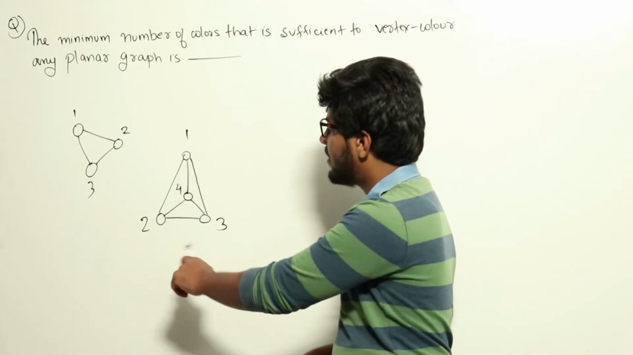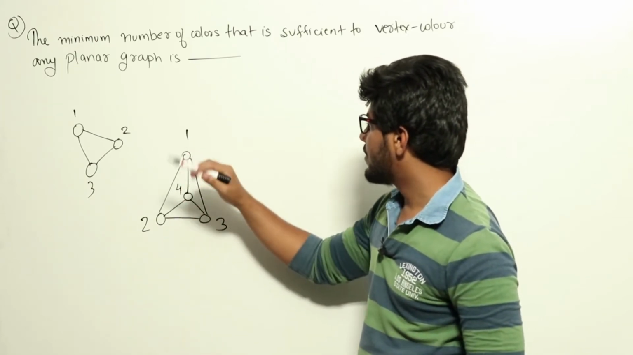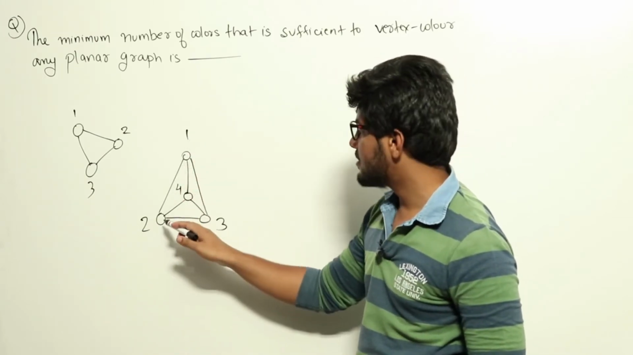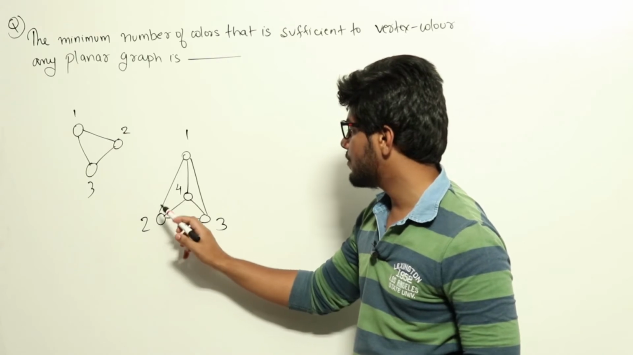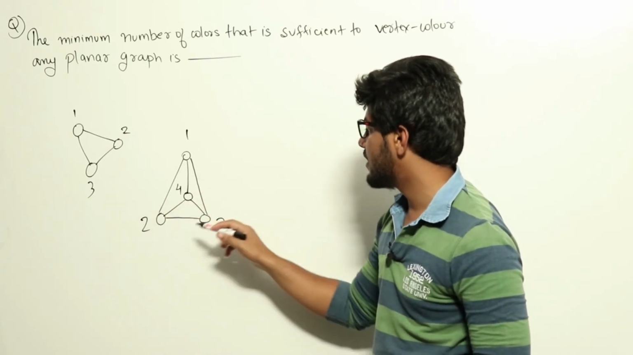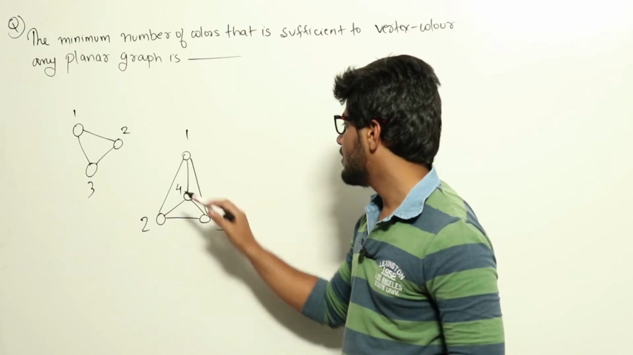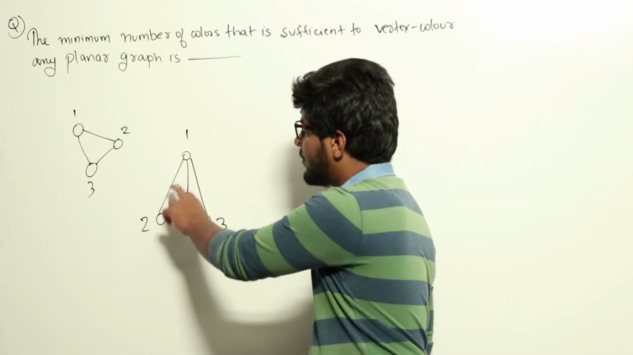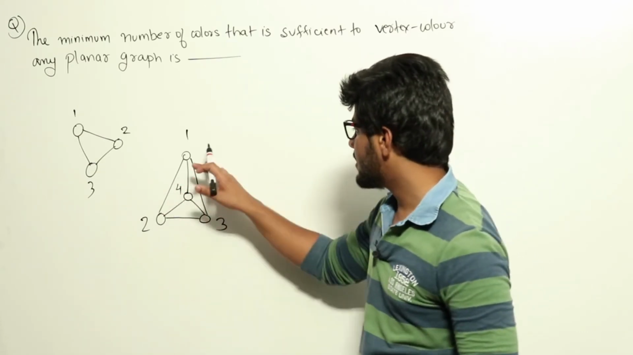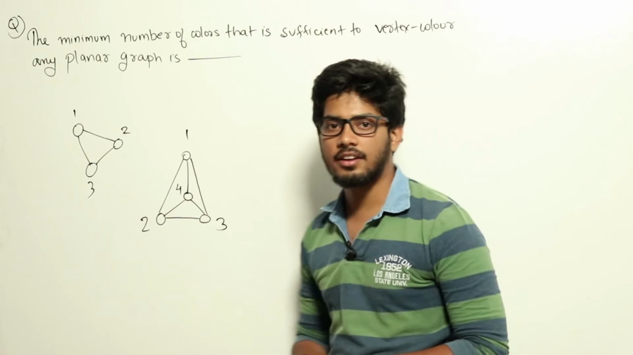Similarly, if I have a graph like this, you can see that if I give this vertex color 1, this is adjacent to this, so I should give it color 2. This is adjacent to both of these, so I'll give it a color of 3. Now this node is adjacent to all 3 of these, so I will give it a color of 4. So for this graph I need 4 colors to color it correctly.